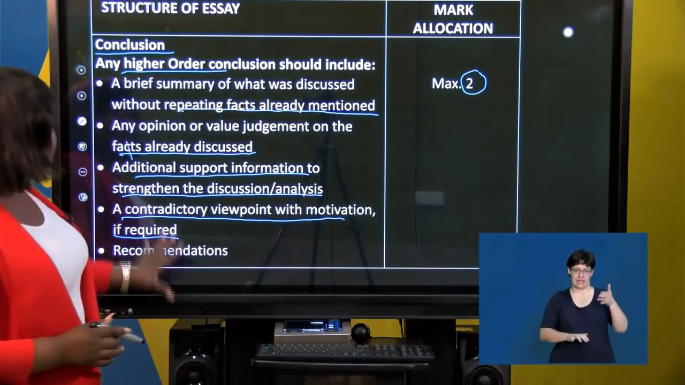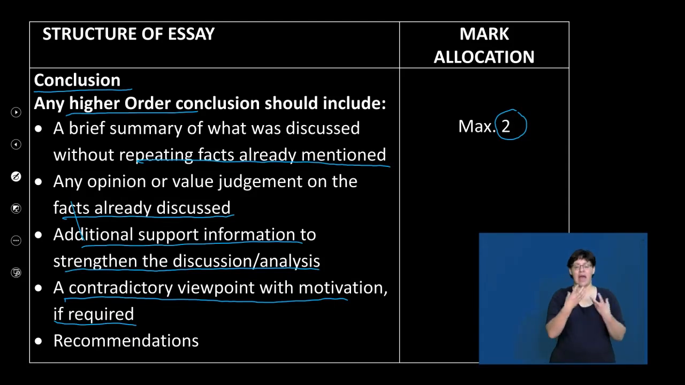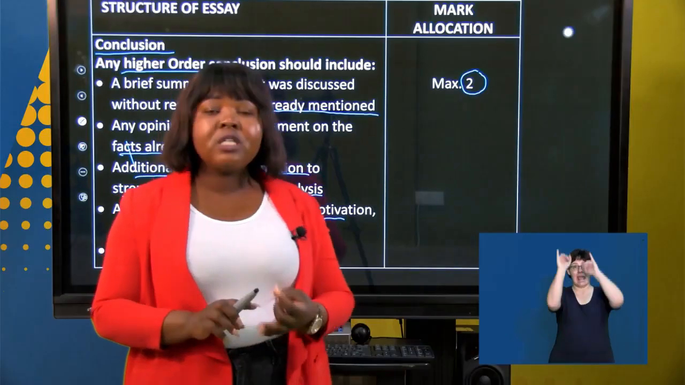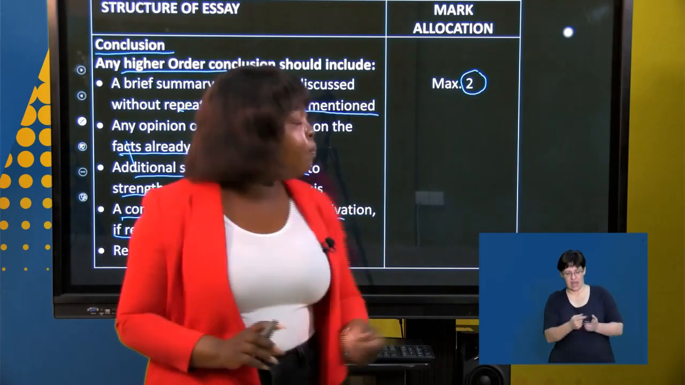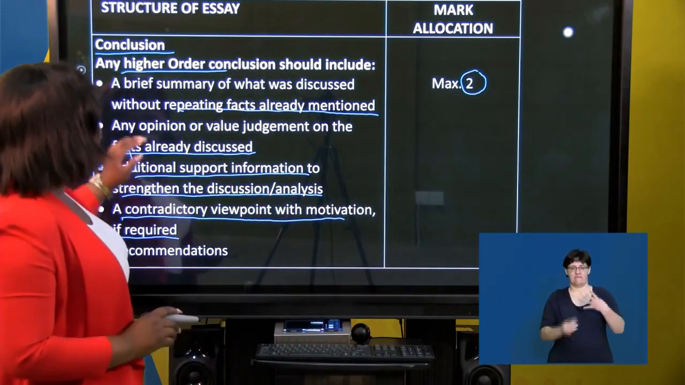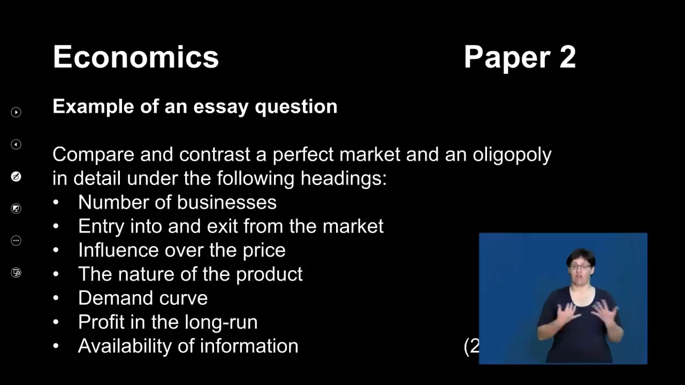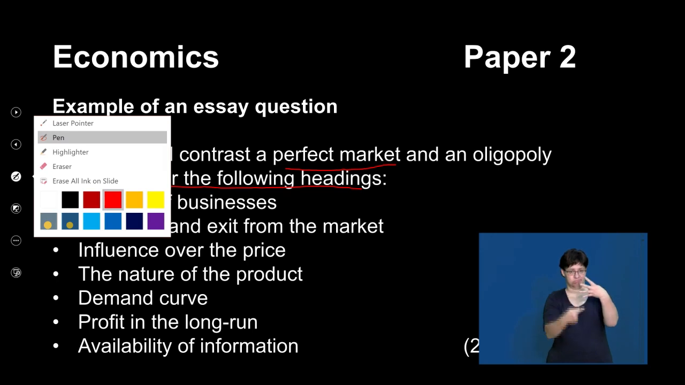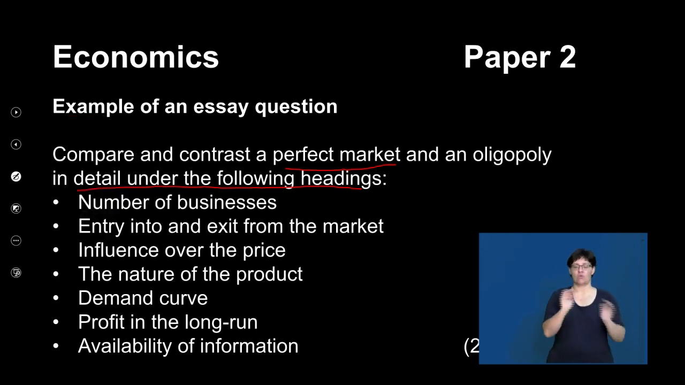So that is your essay. Remember, we have our introduction, our main body, our additional part, and then finally our conclusion. Let's look at an example, boys and girls, of a question that you can find in your paper 2 for the essay. It says, compare and contrast a perfect market and an oligopoly in detail under the following headings.